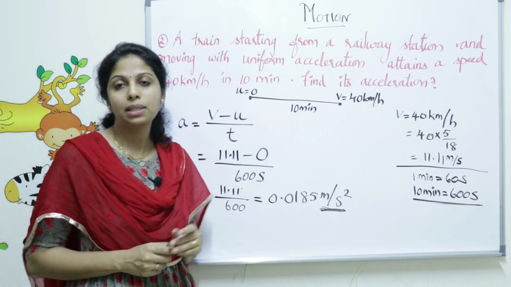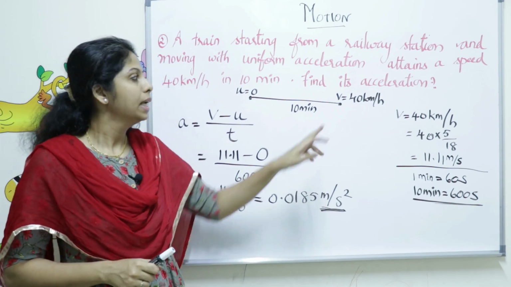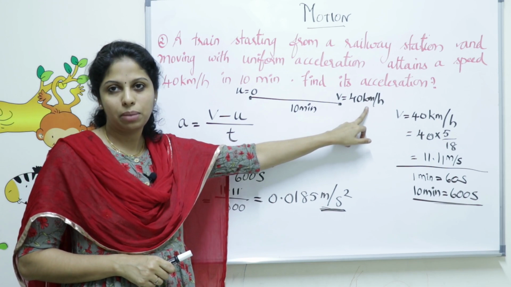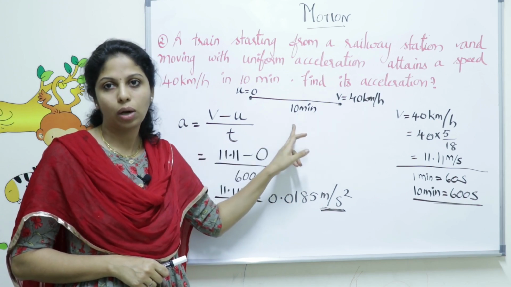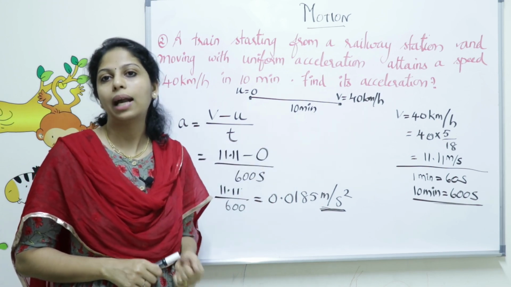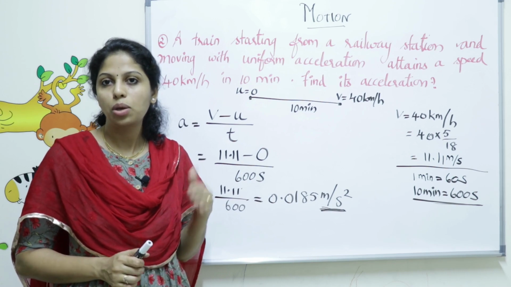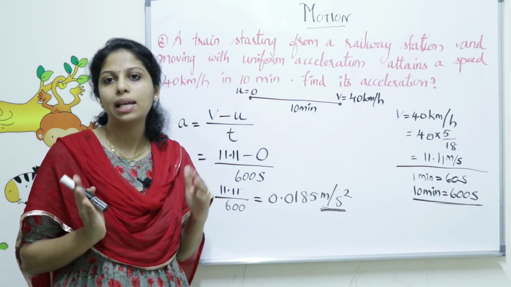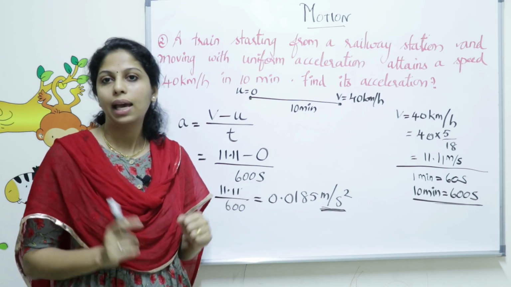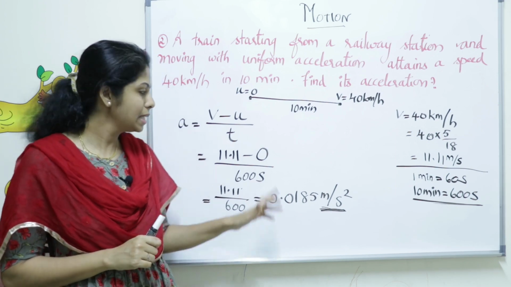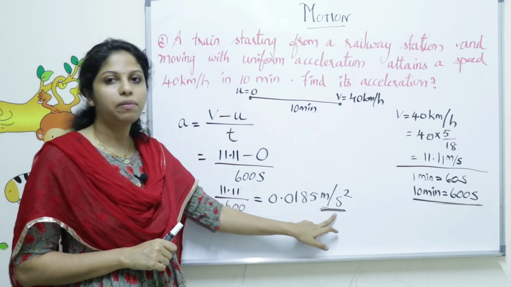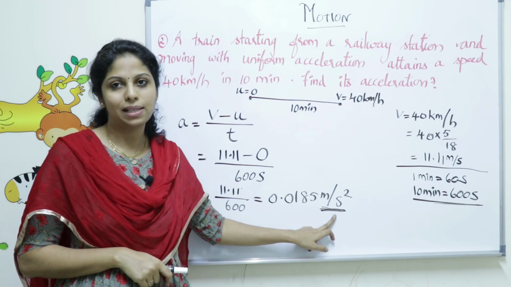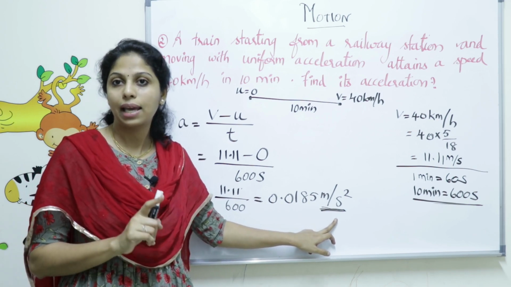In problems, the main thing you have to keep in mind is, if they have given kilometer per hour or minutes or hours, you have to convert that into the SI unit. SI unit of velocity, which is meter per second, and SI unit of time, which is seconds. And the next thing you have to keep in your mind is acceleration. Never forget to write the unit of acceleration, which is meter per second square.